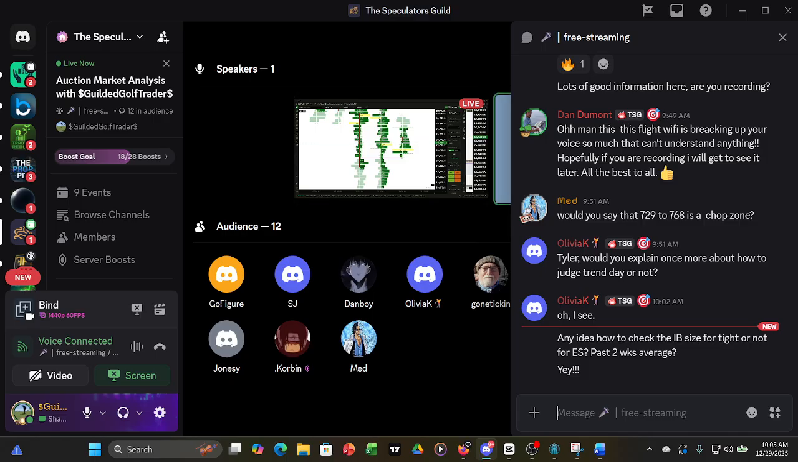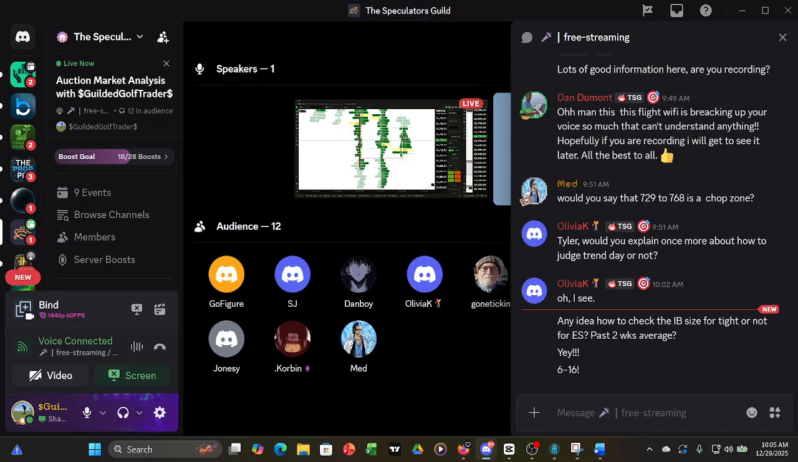Okay, so for gap size on ES, if a gap fill is going to happen on ES with the highest probability, it needs to be between 6 and 16 points. So that's your gap fill strategy for ES. If it's within 6 to 16 points, that means that gap will fill. Now, as far as range, yeah, 6 to 16 is the gap fill. So like a Monday gap fill.